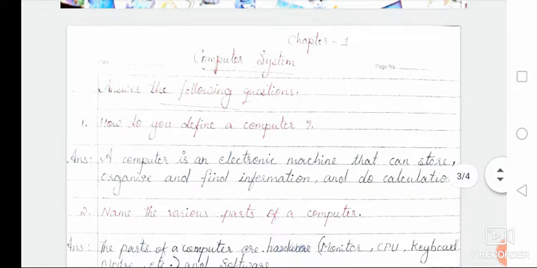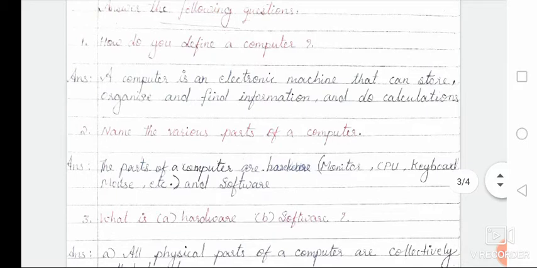Chapter 1, computer system. First question, how do you define a computer? Answer is, a computer is an electronic machine that can store, organize and find information and do calculations.